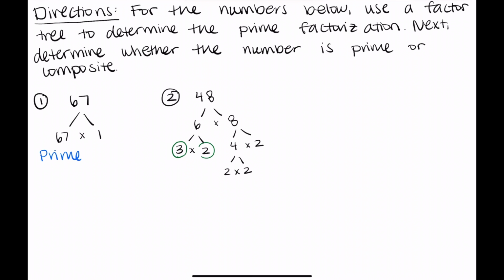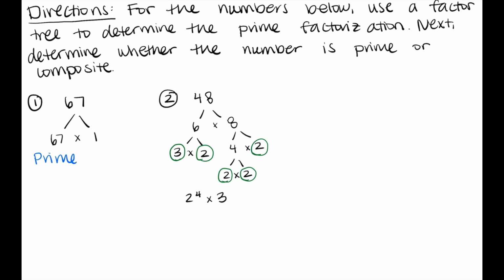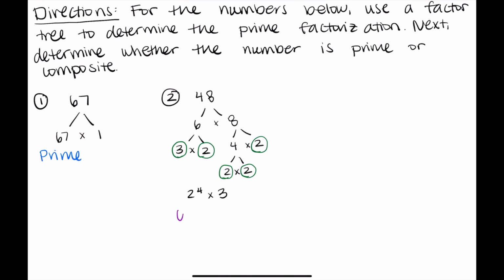So for this one, all of the factors that we're left with are prime, right? The 3, 2, 2, 2, and 2. Since we have a lot of factors going on, I'll rewrite it for us. All of that would be equivalent to 2 to the 4th times 3. And clearly, 48 has factors other than 48 and 1, right? So we would classify number 2 as a composite number.